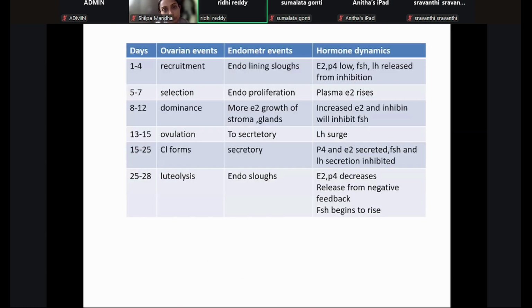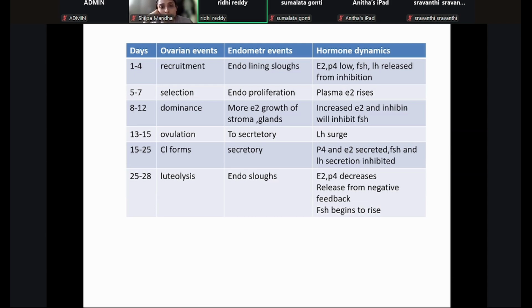So day 1 to 4, ovarian events: recruitment, endometrial lining sloughs. All the hormones will be low, P4 low, whereas FSH and LH will start to rise. Days 5 to 12, a dominant follicle will be seen. So more E2, growth of stroma and glands, like the follicular phase, increased E2 and inhibin.